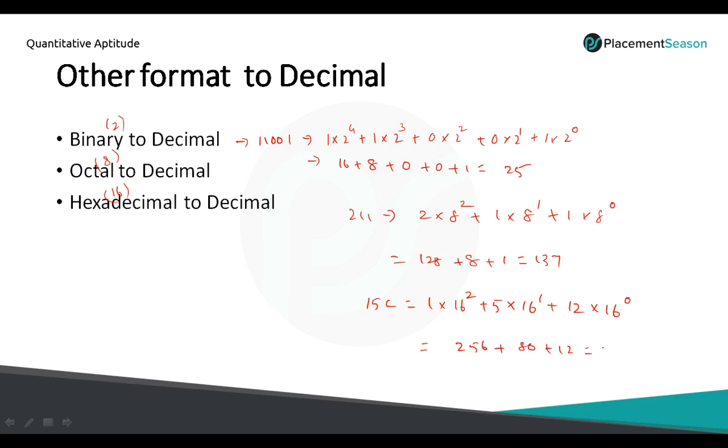So add this value, you will get 348. So this is how you have to convert the given number to decimal. So multiply with the base and the suitable power from the right to left.